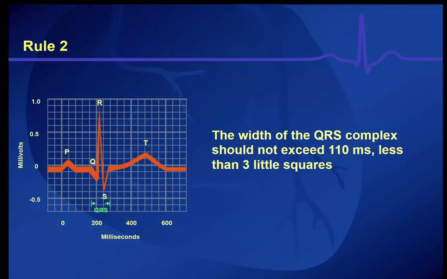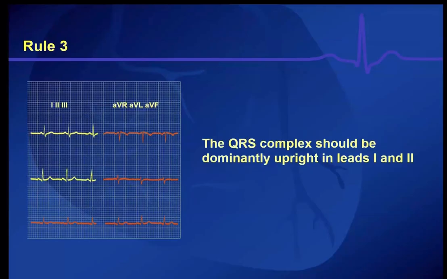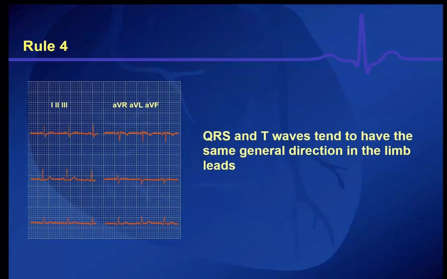We go to rule number 3, which we also mentioned: lead 1 and lead 2 should be pointing upwards, or the QRS complex should be dominantly upright. Rule number 4 also talks about the direction of the QRS and T wave in the limb leads, and they should be positive, or dominantly upright.